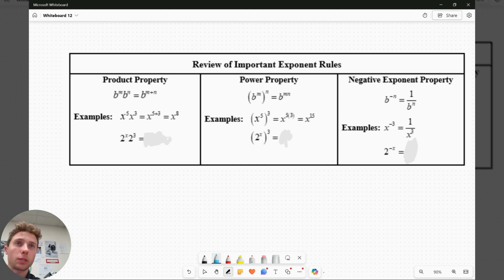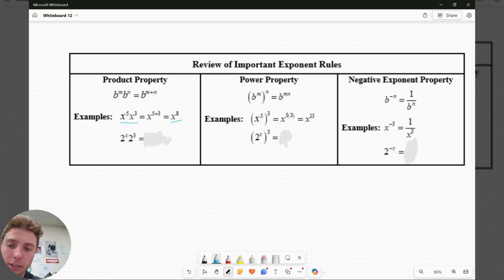One rule, product property. That tells us if you have two bases that are the same and those bases are multiplying, we can add the exponents. For example, x to the fifth times x cubed. When you multiply the bases that are the same, you add the exponents. 5 plus 3 gives us x to the 8.